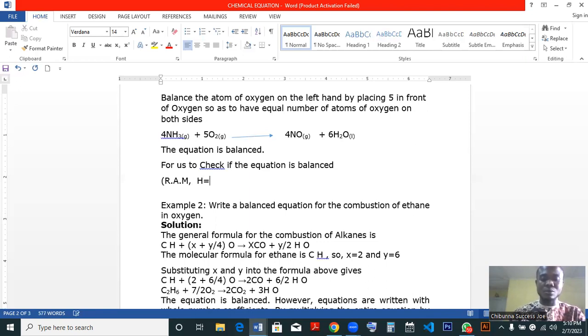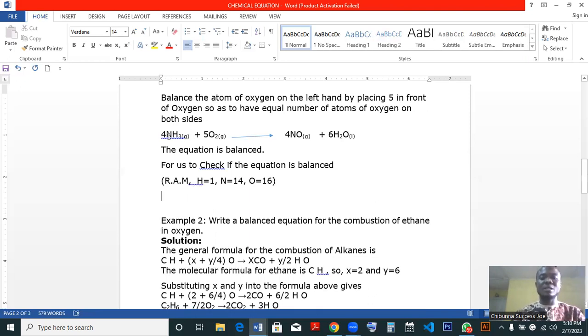So here, hydrogen is equal to 1. Nitrogen is equal to 14. And oxygen is equal to 16 as the relative atomic mass. So first of all, we are going to calculate the left-hand side.